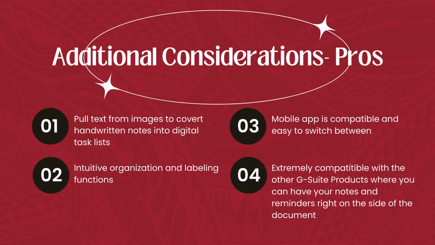The organization and labeling functions are very intuitive and customizable, so you can find and label all your notes however you want. Keep also has a sister app on the phone, which has the same functions as the computer and more. The biggest pro about using Google Keep is that it's integrated with the other G Suite products, so you can have your notes and reminders to the right of your documents, ready to go. It links each document or email to the note for easy access and convenience.